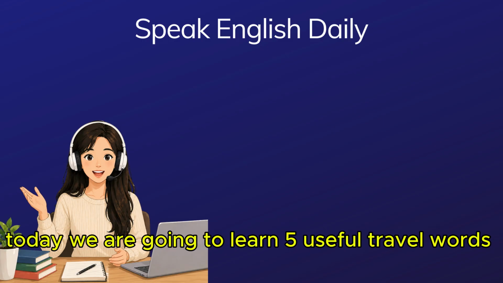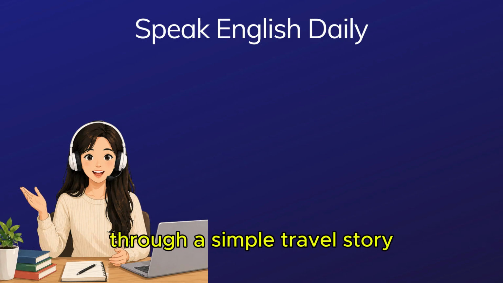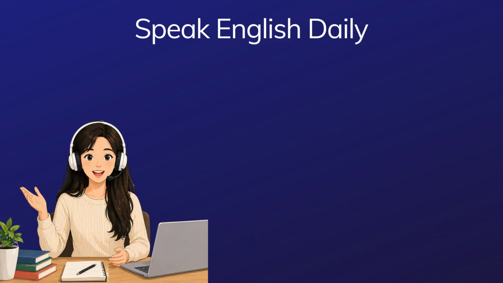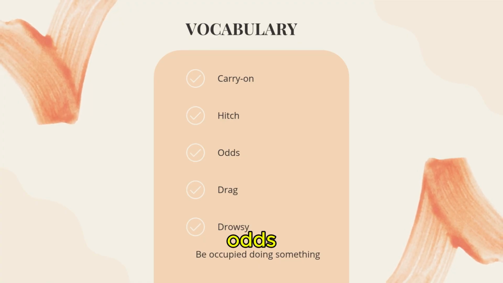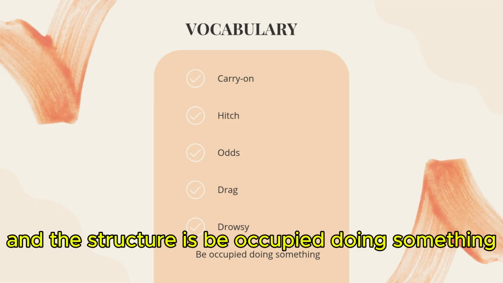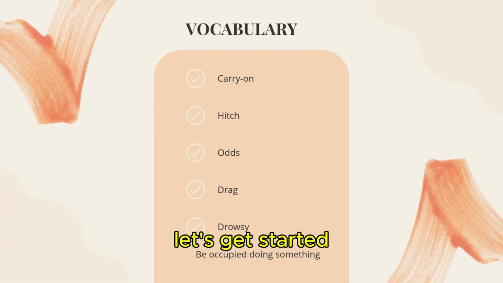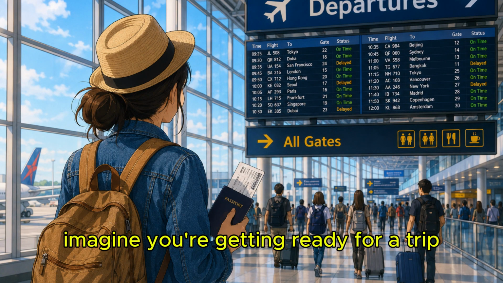Today, we are going to learn 5 useful travel words and 1 common English structure through a simple travel story. The words are carry on, hitch, odds, drag, drowsy, and the structure is be occupied doing something. Let's get started. Imagine you're getting ready for a trip.